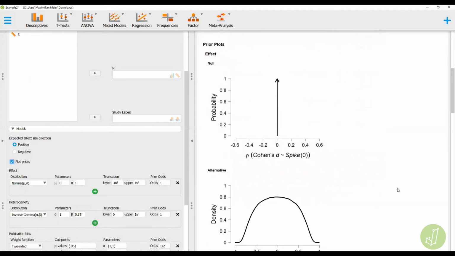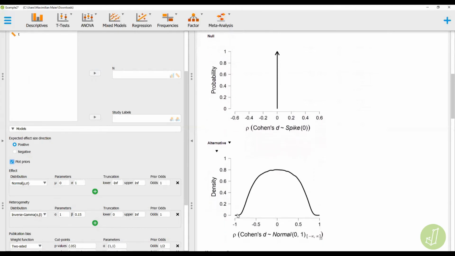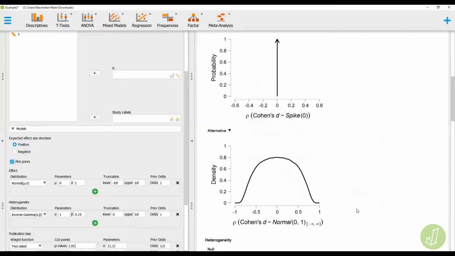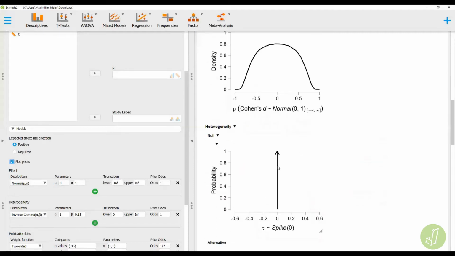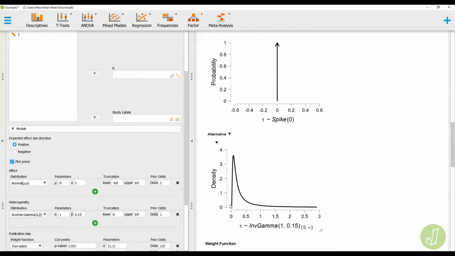First, for the hypothesis assuming no effect, we just have spike 0, so we just assume the effect is exactly 0. For the alternative, assuming an effect, we have a normal distribution with mean 0 and standard deviation 1. However, a normal distribution on the Cohen's d scale, that is shown here, transformed to the correlation scale. This is why it doesn't look perfectly normally distributed, because it's only normal on the Cohen's d scale. For the heterogeneity, we again use a spike at 0 under the null hypothesis. And under the alternative, we use the inverse gamma distribution, which is based on empirical heterogeneities.